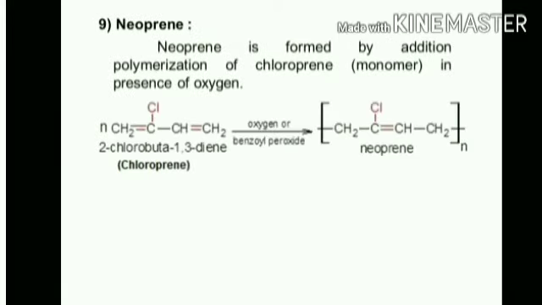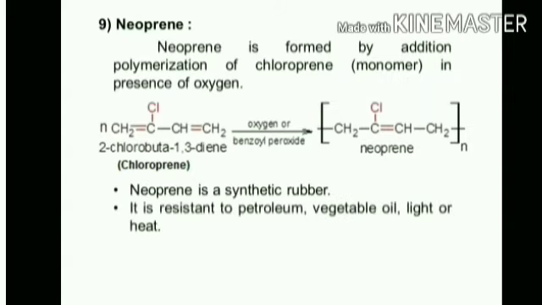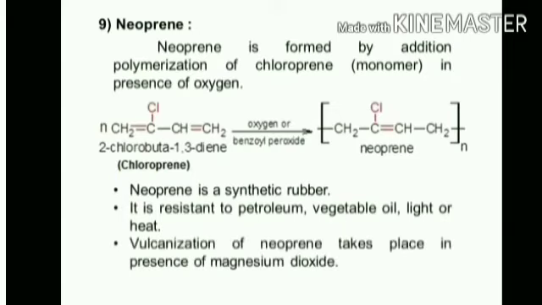Neoprene is formed by addition polymerization of chloroprene, that is its monomer, in the presence of oxygen. This is the reaction. Neoprene is a synthetic rubber. It is resistant to petroleum, vegetable oil, light or heat. Vulcanization of neoprene takes place in presence of magnesium oxide.